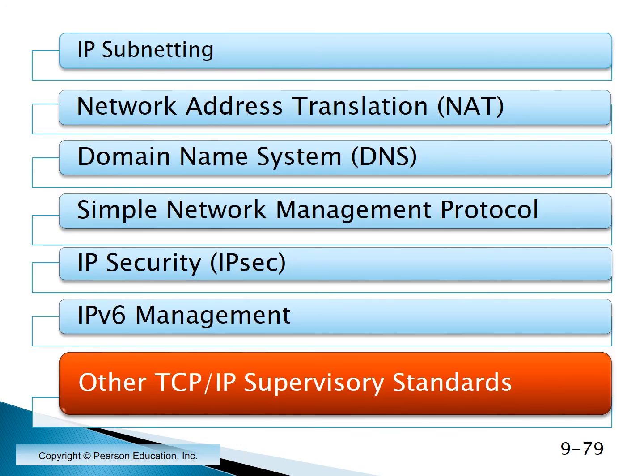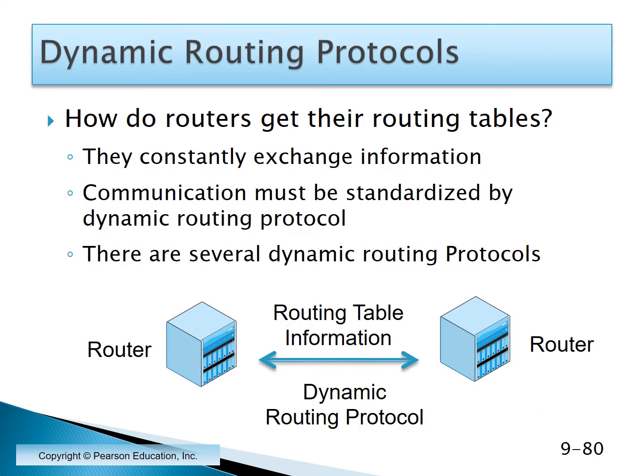So finally, we'll talk about some of the other TCP/IP supervisory standards. One thing is the dynamic routing protocols. So how do routers get their routing tables? We talked about routing tables in the last chapter, but how do routers get these tables? Basically the routers constantly exchange information. The communication must be standardized by a protocol, in this case called the dynamic routing protocol. There are several dynamic routing protocols where they can exchange their routing table information.